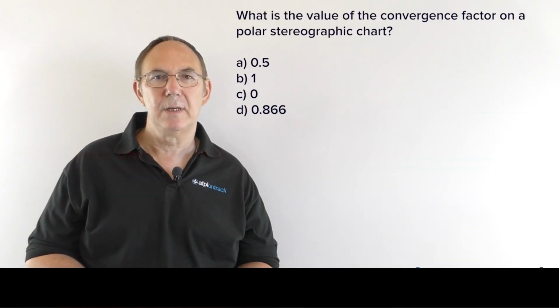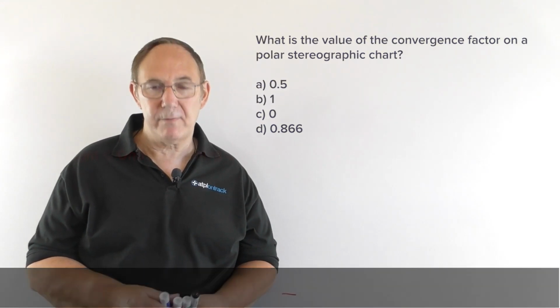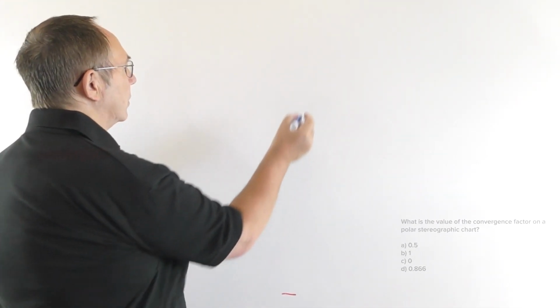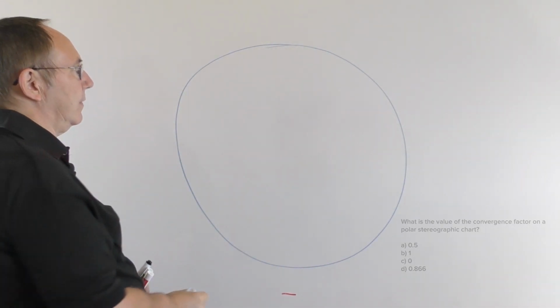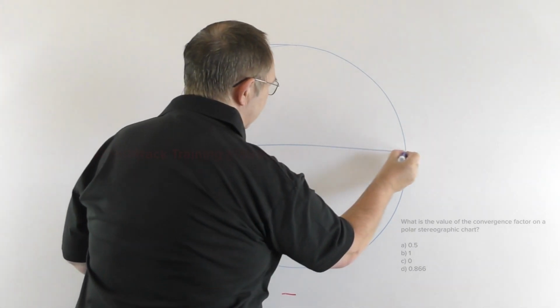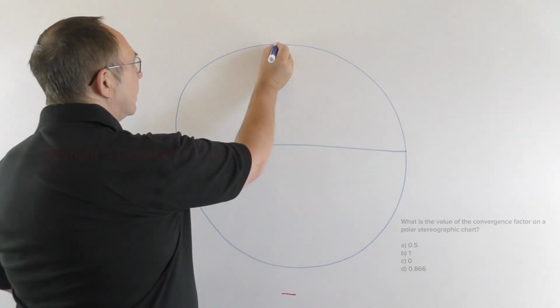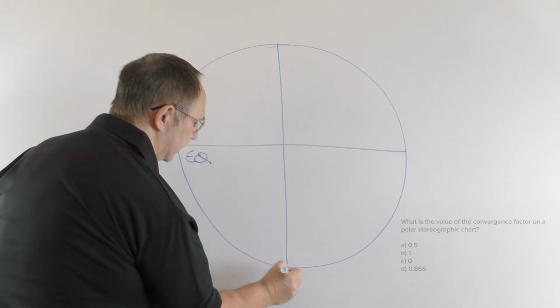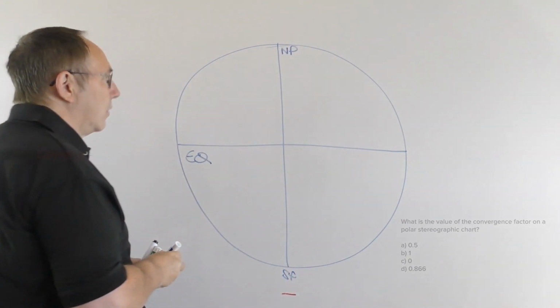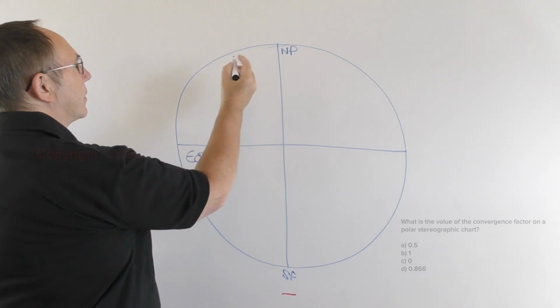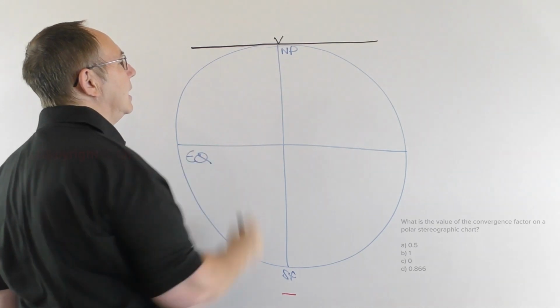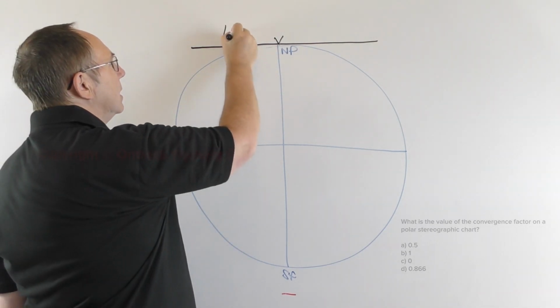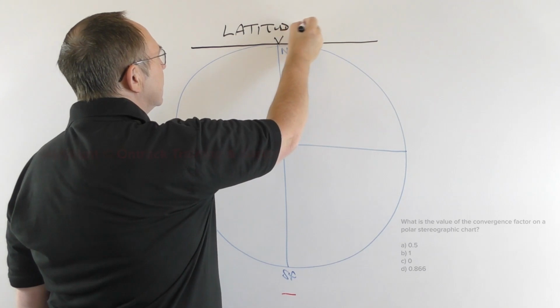Okay, so today we're talking about convergence factor on polar stereographic charts. Now, the convergency on a polar stereographic chart is defined at that point where the chart makes contact with the reduced Earth. So this is the Earth, there's the equator, this is the North Pole, and down here we have the South Pole. So the chart makes contact, for example, in the Northern Hemisphere with the North Pole itself. This point here is known as the latitude of origin.